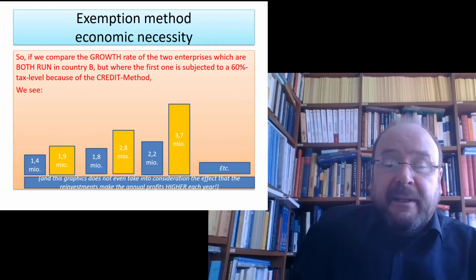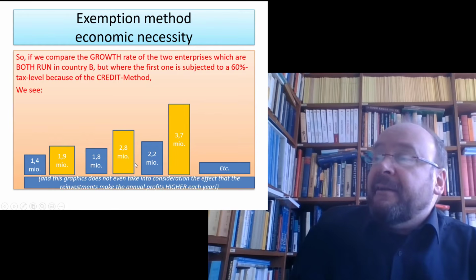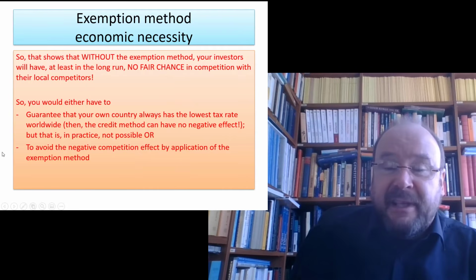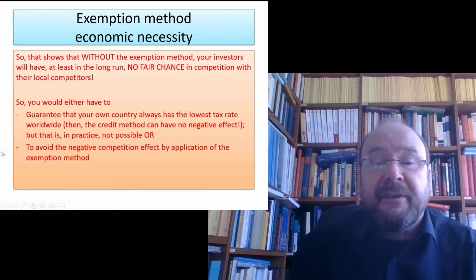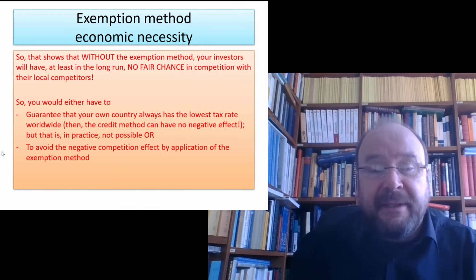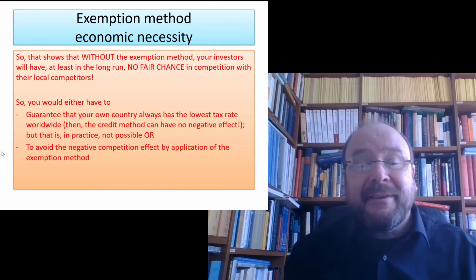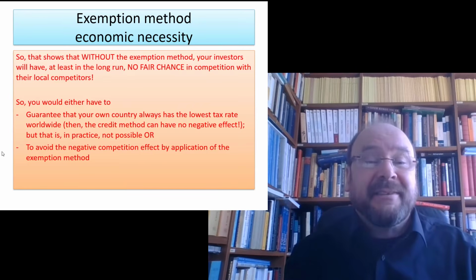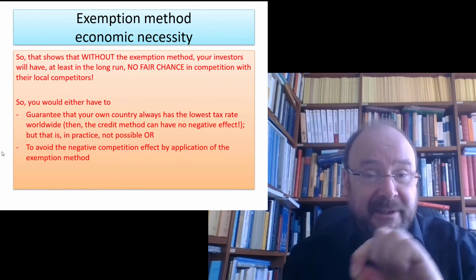So the data here show that without the exemption method, your investors will always have no fair chance in the local market in comparison to their local competitors. So you would either have to guarantee that your own country always has the lowest tax rate in the world, because then the credit method has no negative impact. It always leads to the highest tax burden.